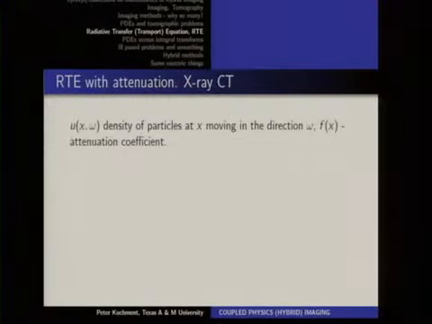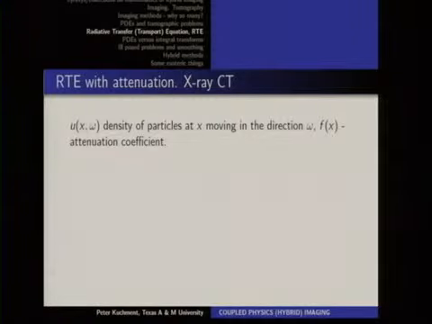So again, the notations, U of x omega is the same thing. F of x is the attenuation coefficient, which means that at point x, this portion of particles get lost. By the way, notice that attenuation doesn't depend on the direction. Usually, if it's something like density, it cannot tell from which direction the particle comes. So it's isotropic situation, in other words.